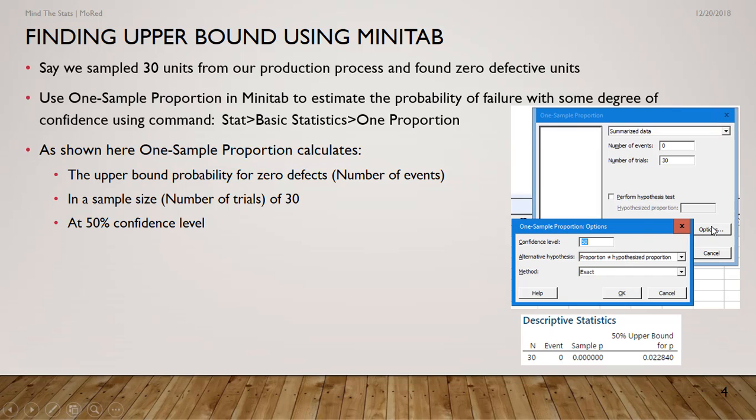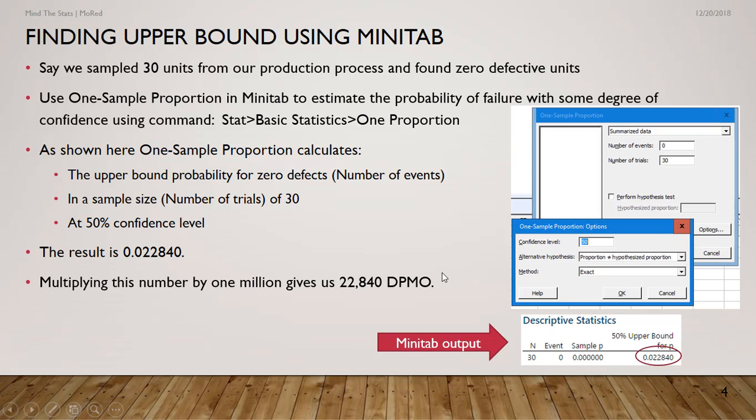And then we click on options, which allows us to pick the confidence level. In here I'll pick 50 for now and click OK. And this is the output we'll get. The result is 0.0228, which, if you multiply it by a million, you get 22,840 defects per million opportunities. That is the upper bound. So your reject rate is between 0 and 22,840.